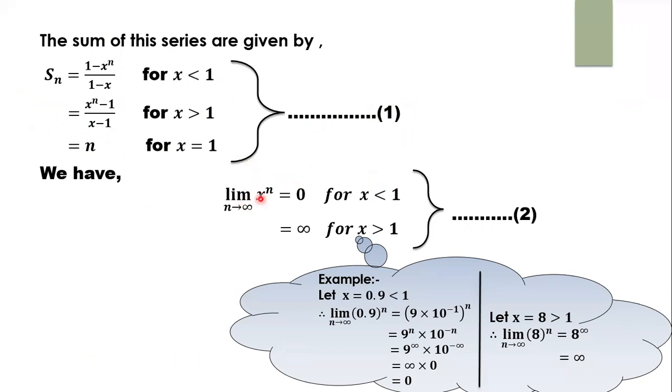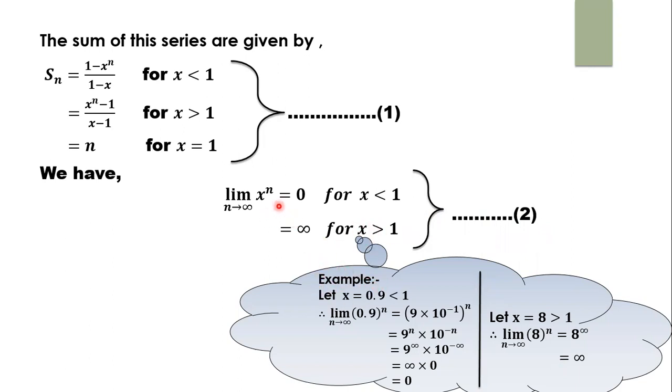Now, we know that limit n tends to infinity of x raised to n is equal to 0 for x less than 1, and it is equal to infinity for x greater than 1. We will call this equation 2. Let's explain this by giving an example.